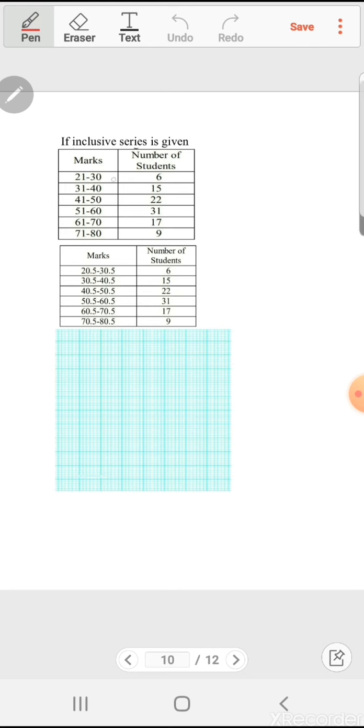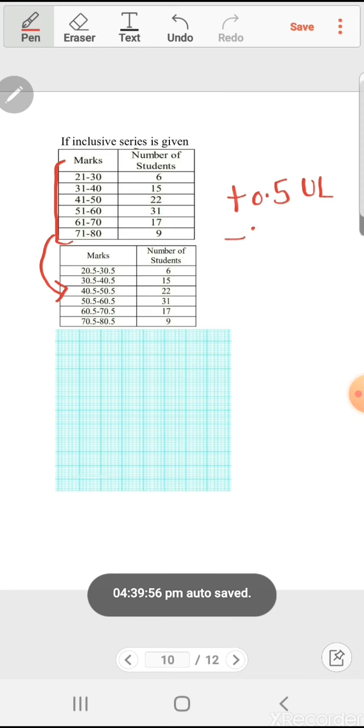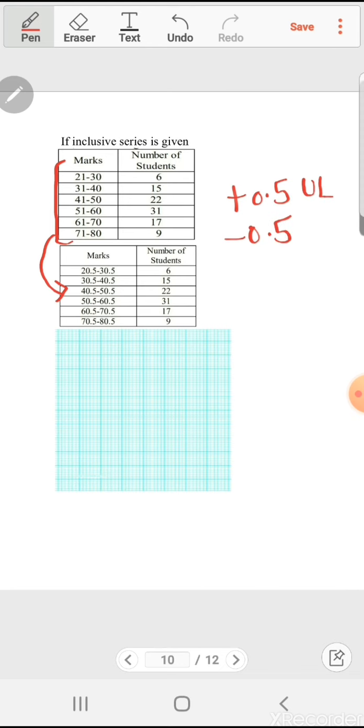However, if instead of exclusive series, inclusive series is given to you, then you first need to convert it to an exclusive series by adding 0.5 to the upper limit and subtracting 0.5 from the lower limit. After changing this series, you draw histogram and frequency curve in the same manner.